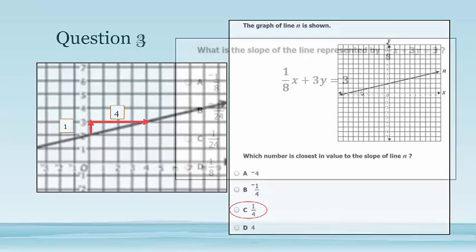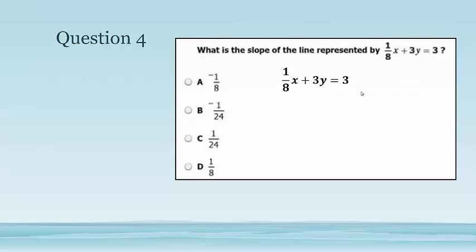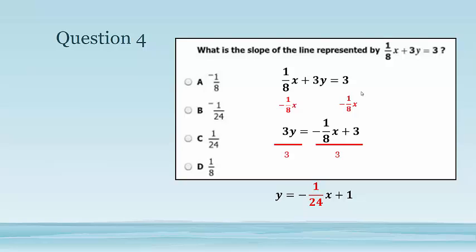now we're looking at another question like question 1. So we want to get it in terms of y equals mx plus b. So we're going to subtract 1/8 x from both sides, and we got 3y equals negative 1/8 x plus 3. And now we're going to divide both sides by 3, and we get y equals negative 1 over 24 x plus 1.